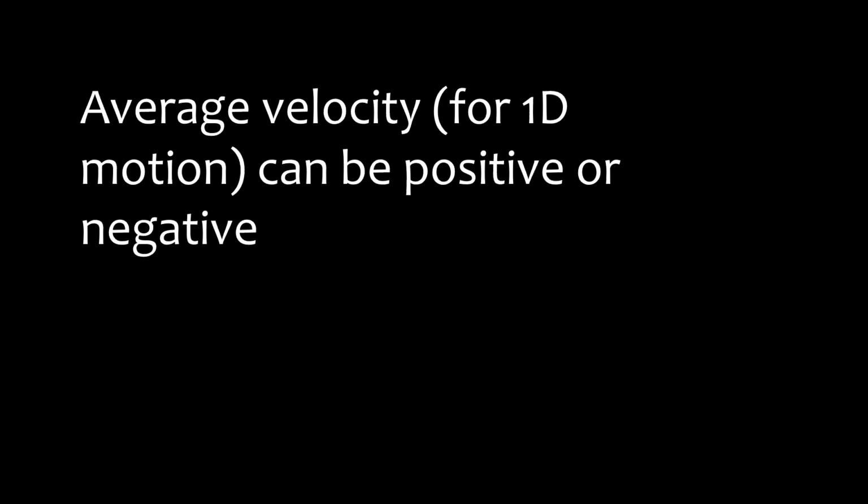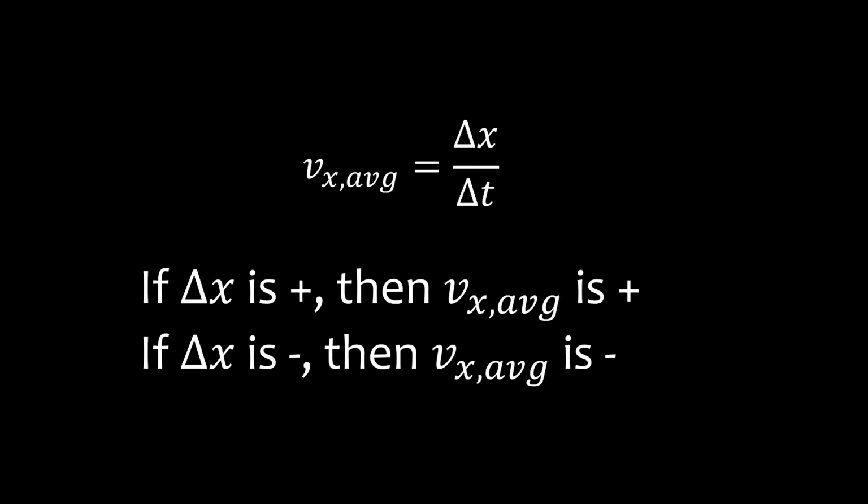Average velocity for one-dimensional motion can be positive or negative. It depends on the displacement. Because the time interval is always positive, because time always moves forward, the sign of the average velocity depends on the sign of the displacement. If the displacement is positive, then the average velocity is also positive. If the displacement is negative, then the average velocity is also negative.